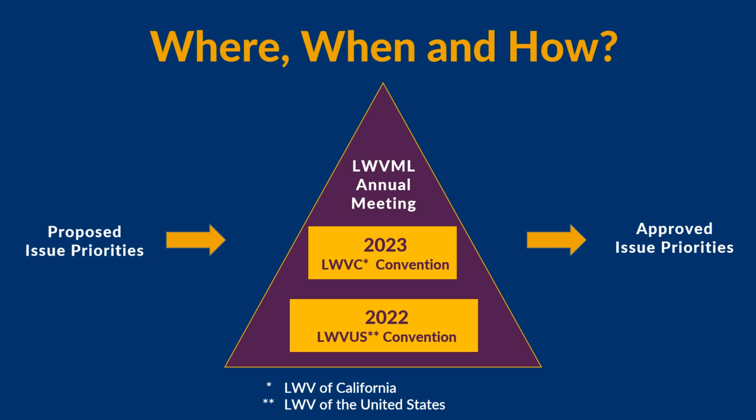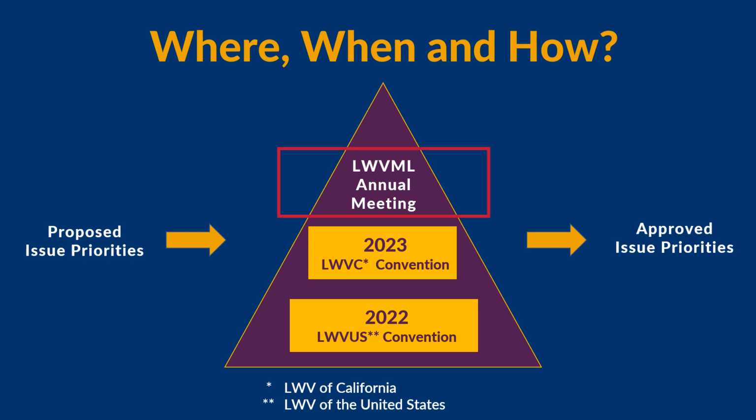Where, when, and how is program planning conducted? National, state, and local leagues each conduct program planning to identify priority issues. At all 3 levels of the league, program planning is the first step in adopting a program for the next 1 or 2 years.